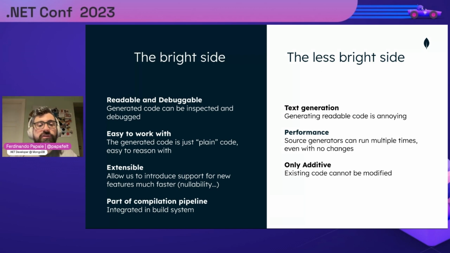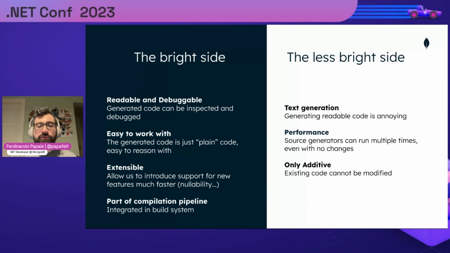First of all, source generators are readable because essentially you're generating just plain C# code instead of some other kind of assembly code. And it's also debuggable because there is source code that the debugger can jump to. So they're very easy to work with because the generated code is just plain code. And for this reason, they're also much more extensible than weavers. These allow us to introduce new features for the model definition much more easily. Another advantage is that they are part of the compilation pipeline, so they're integrated in the build system itself, and they are less brittle.